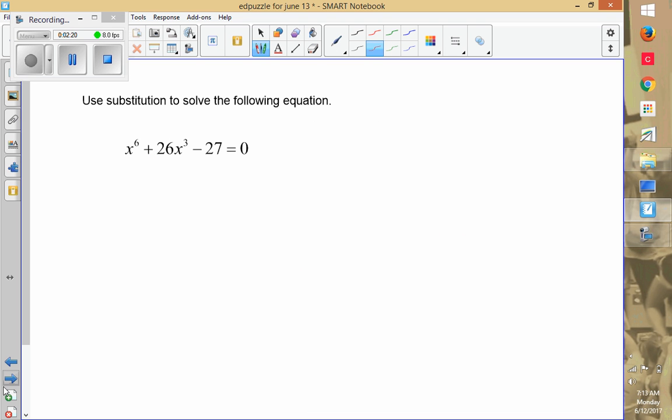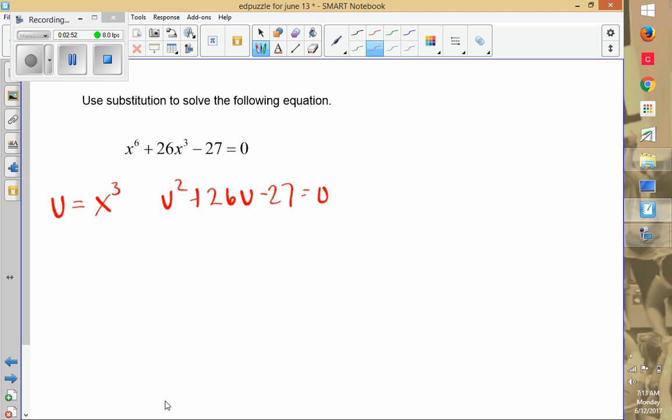Next problem, we're going to practice a U substitution. So we have x to the 6th plus 26x to the 3rd minus 27 equals 0. What's our U that we're going to use? If you make U be x to the 3rd, we have U squared plus 26U minus 27.